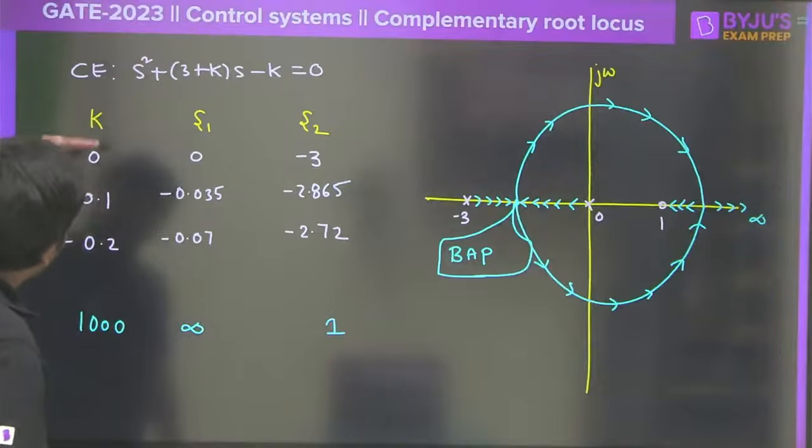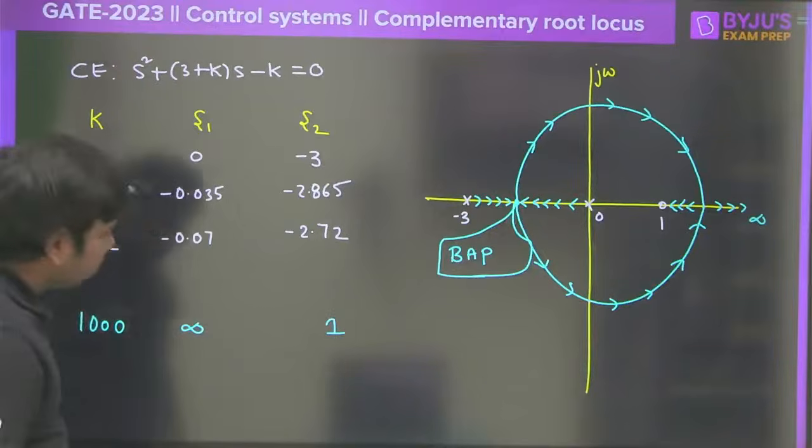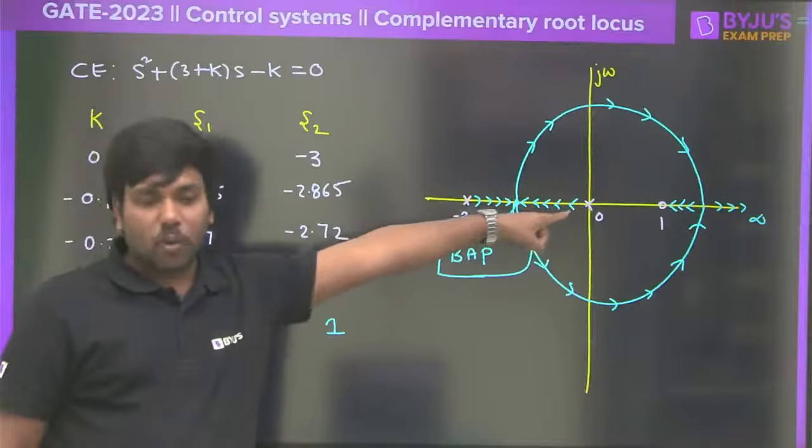So just change the value slowly. Keep minus 0.1, minus 0.2, minus 1 and then keep going slowly. Then you will understand this is the root locus you are going to get.